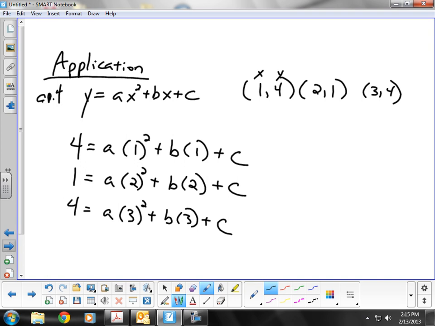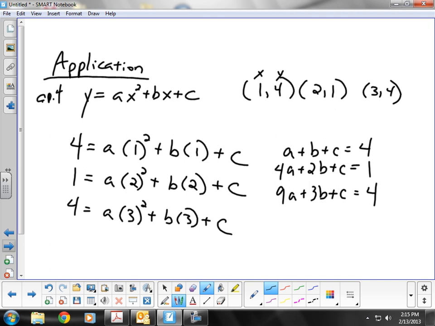All right, so we do need to simplify this a little bit so it's easier to look at. So this is a plus b plus c is equal to 4. Is it all right if I put it over on the other side since we've been working with it on the other side? And then I've got 4a plus 2b plus c is equal to 1. And 9a plus 3b plus c is equal to 4. There's my system of equations, here's my equation 1, 2, and 3.